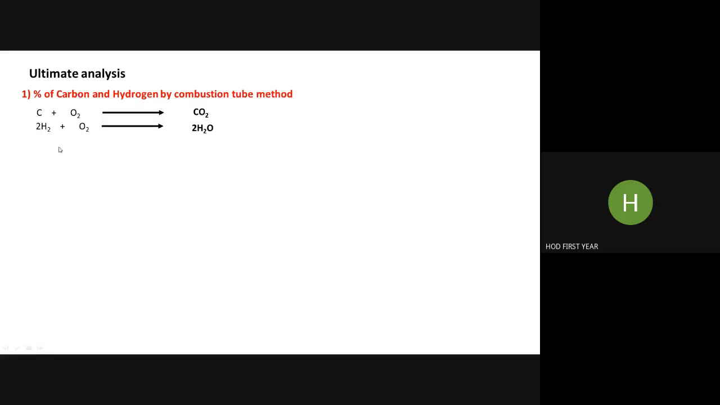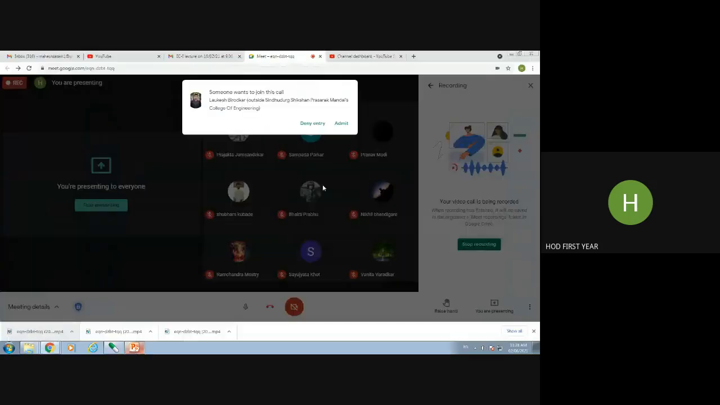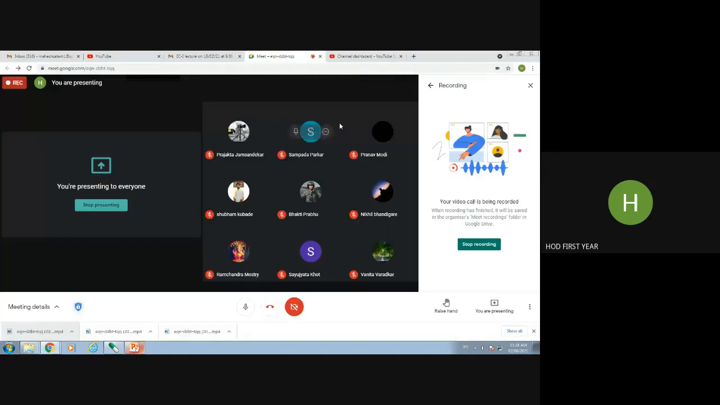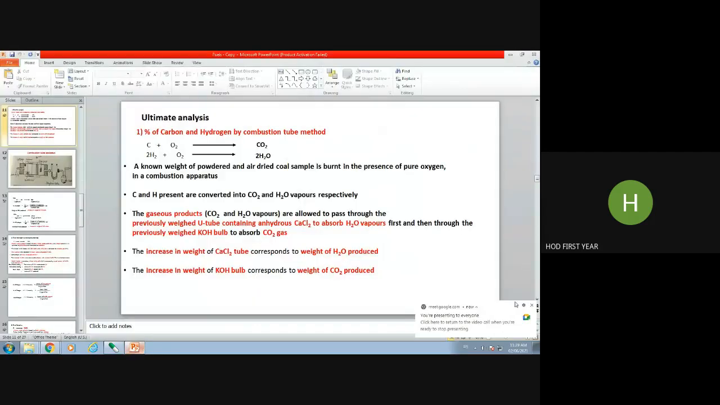Okay. Similarly, hydrogen present in coal is converted into H2O vapors. If we measure the amount of H2O vapors produced, we can convert that amount of H2O vapors into percentage of hydrogen. This is the basic idea behind this method. Okay. So let us see how to get it done.